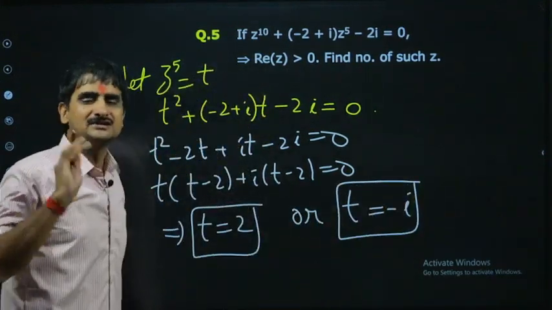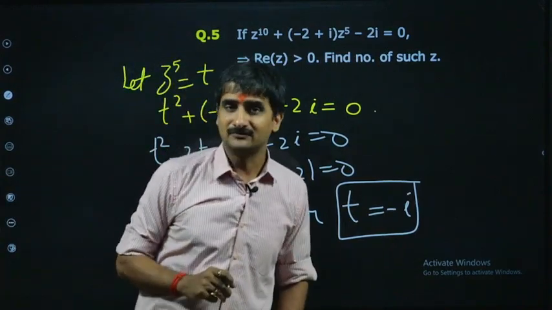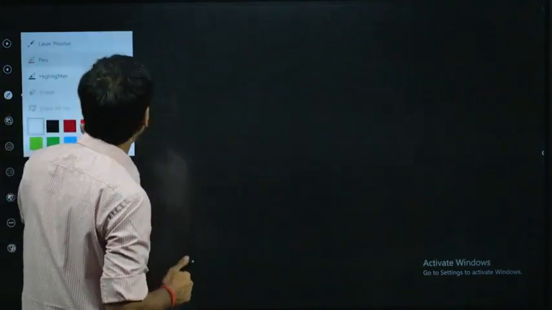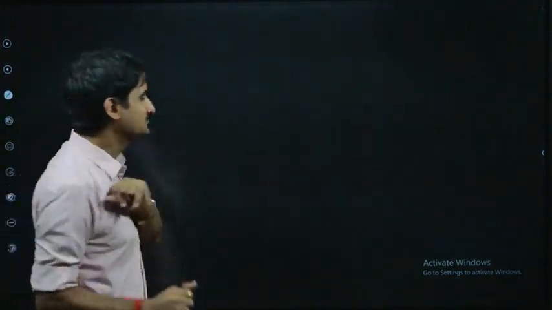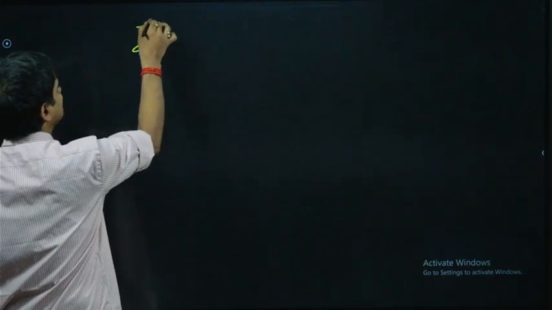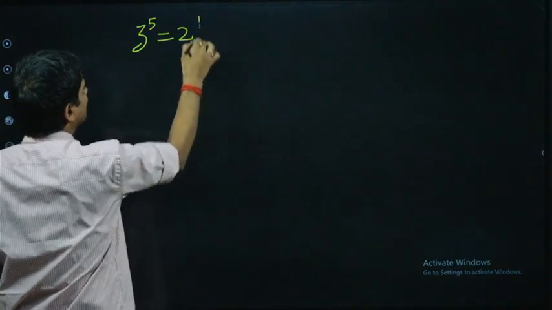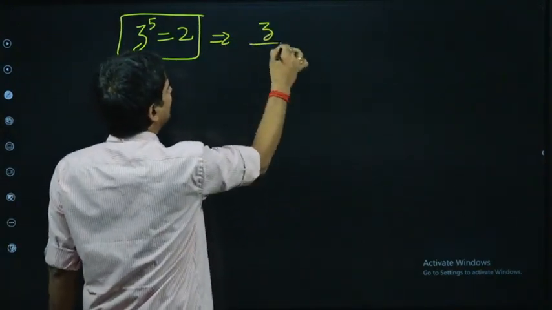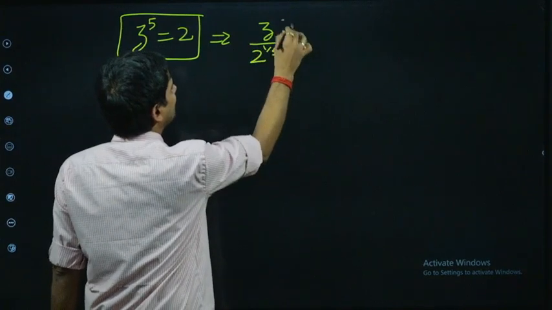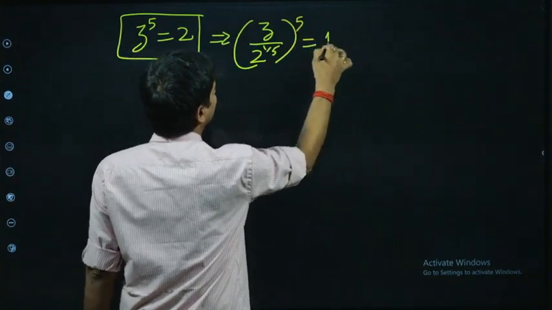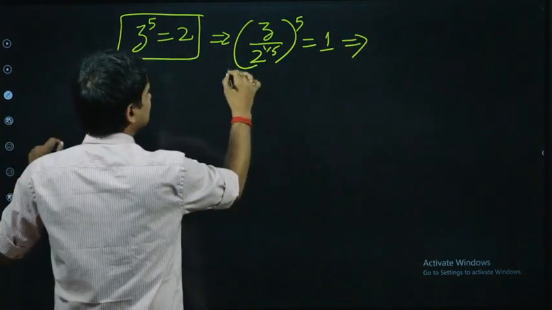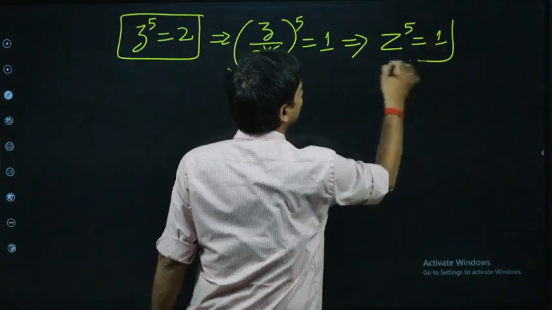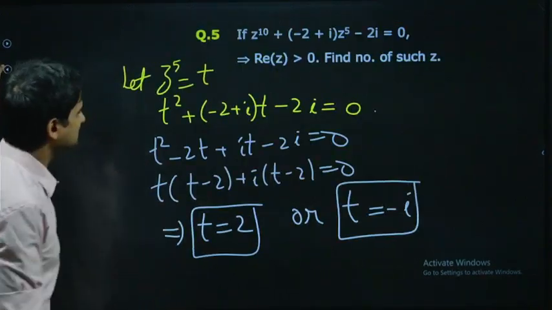So that was a simple algebraic part of the question. Now again the question narrows down to the concept of roots of unity, because the first one is z raised to power 5 is equal to 2. Now I will write it as (z upon 2) raised to the power 5 is equal to 1... actually z upon 2 to the power 1 by 5, whole raised to power 5 is equal to 1. Now I will replace this term as capital Z, so capital Z raised to the power 5 is equal to 1.